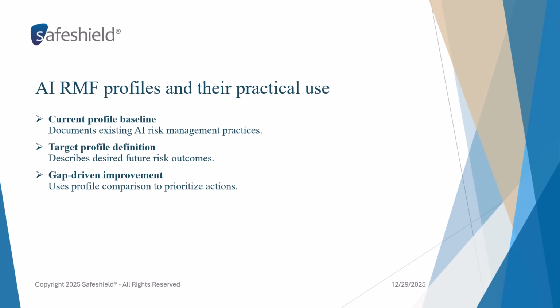AI RMF profiles are tools that help organizations apply the framework in a structured and context-specific manner. A profile represents a selected set of outcomes from the AI RMF core that align with organizational objectives, risk tolerance, and regulatory requirements. A current profile documents existing AI risk management practices. It provides a baseline view of how AI risks are currently governed, mapped, measured, and managed. This assessment may reveal strengths, gaps, and inconsistencies across the organization.